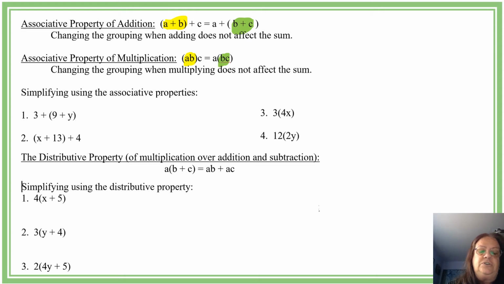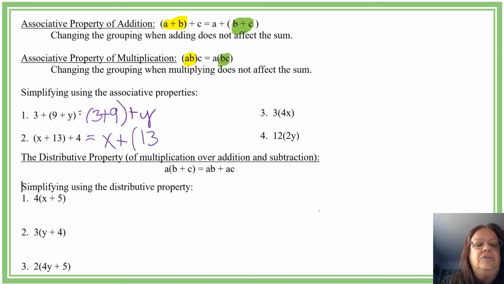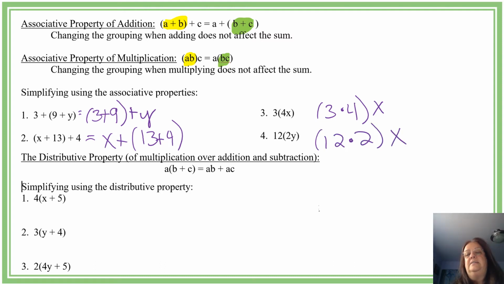So, to use the associative property, we're merely going to change the parentheses. So now we have 3 plus 9 plus y. We have x plus 13 plus 4. Okay, we also have 3 times 4x, and we would have 12 times 2x. So we can associate however we like.